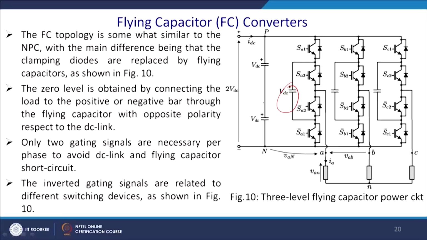The 0 level is obtained by connecting the load to the positive or the negative bar through the flying capacitor with positive polarity with respect to the DC link. Only 2 gating signals are necessary per phase to avoid the DC link and the flying capacitor being short circuited. The inverted gating signals are related to the different switching devices as shown in figure 10. So, this is the flying capacitor converter, and we can see here how it is conducting.